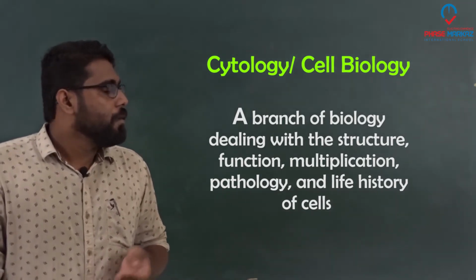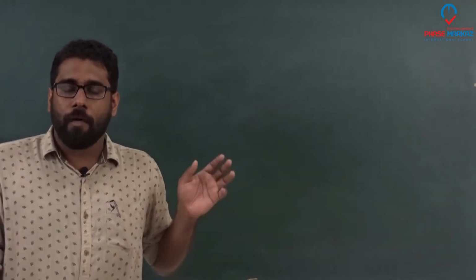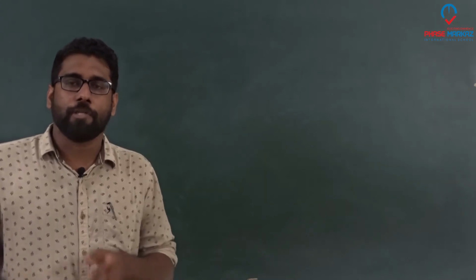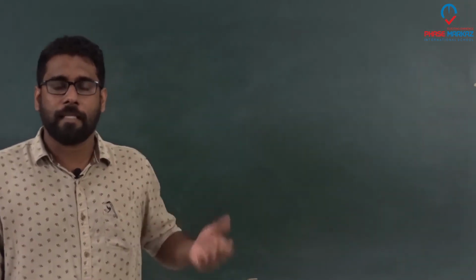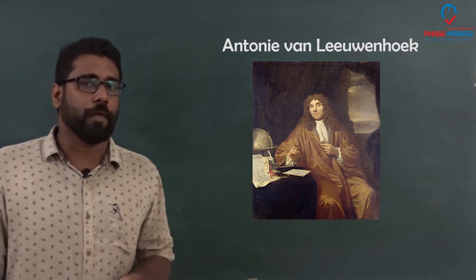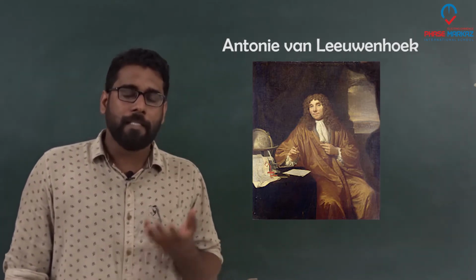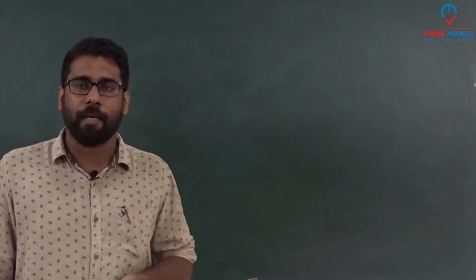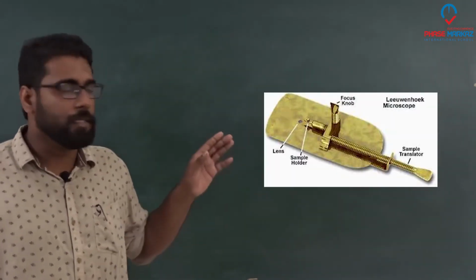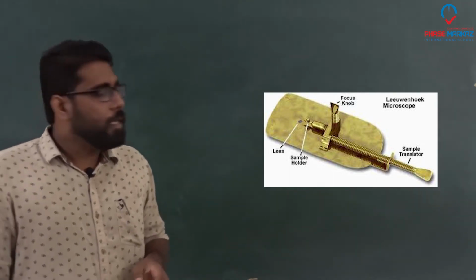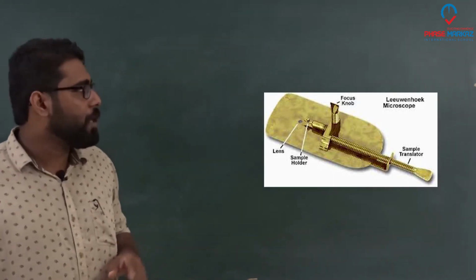Okay, let's see. Robert Hooke's discovery actually opened up the world of the microscope. There is another scientist called Anton von Leeuwenhoek. Imagine, Anton von Leeuwenhoek also developed his own microscope, having 300x magnification capacity. This is his microscope, and its look is actually an odd look.